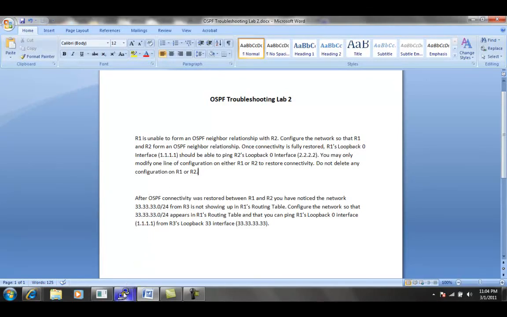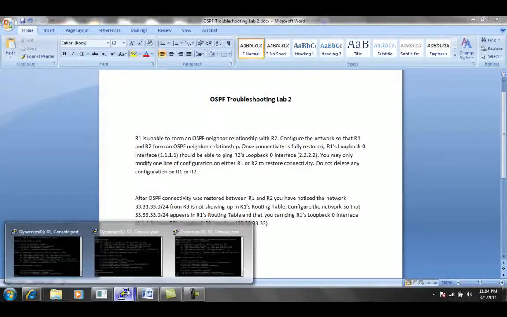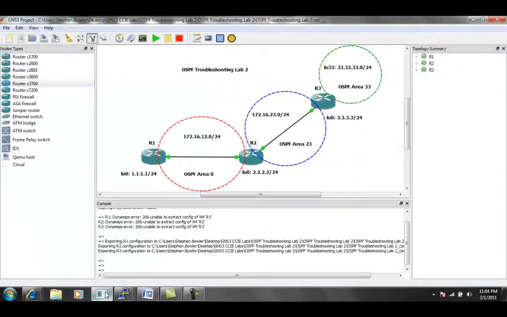So let's go ahead and look at the basics. The way we go about troubleshooting OSPF is we need to know how the neighbor relationship is properly formed. We need to know what might cause the OSPF neighbor relationship to not form correctly. And then of course we need to make sure that we have layer 1 and 2 reachability before layer 3 can become established and our OSPF neighbor relationship can come up.